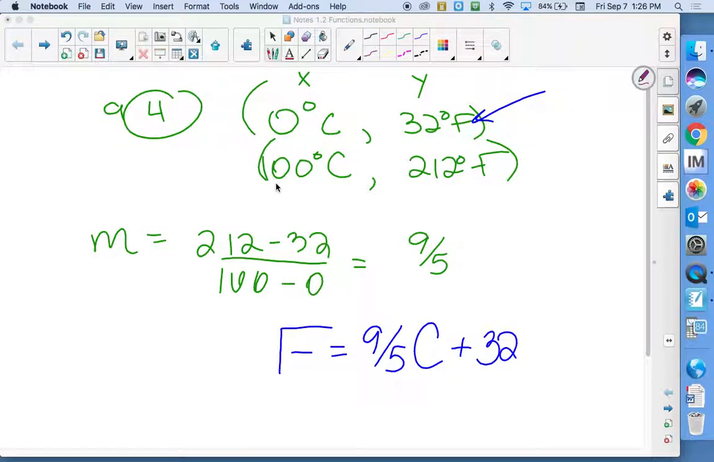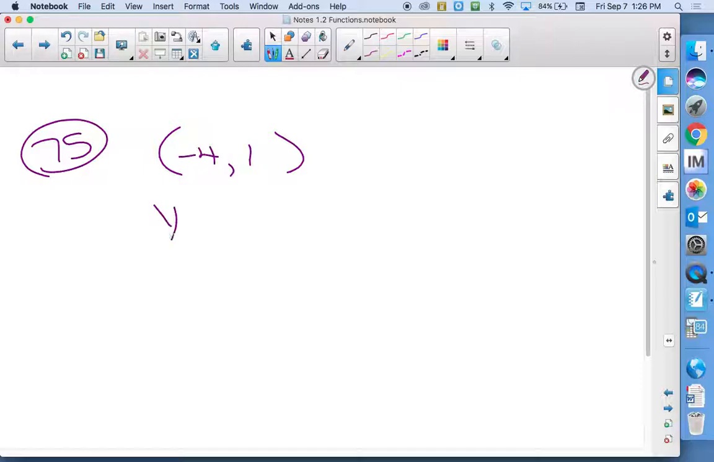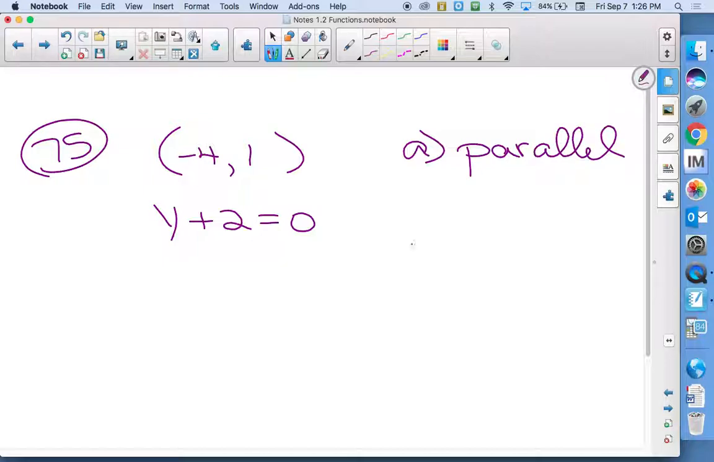So if we look at 75, it gives you an ordered pair, and then it gives you an equation of x plus y plus 2 equals 0. The ordered pair is negative 4, 1. And then y plus 2 equals 0. And then it says we're supposed to find, this is in the group of the problems where it says find a parallel line, find a perpendicular line. So we've got parallel and perpendicular.